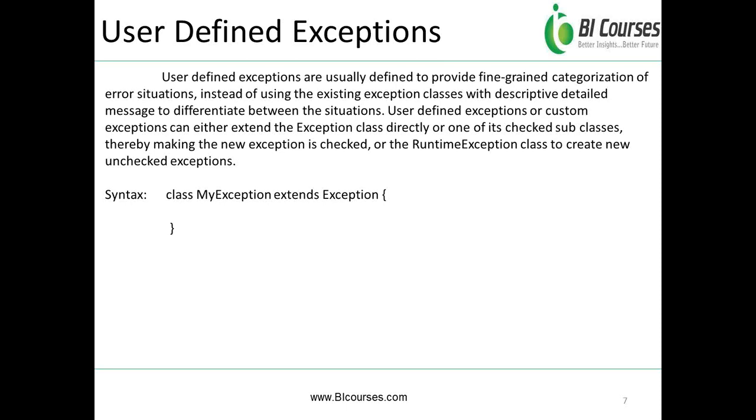These user defined or custom exceptions can either extend the Exception class directly or one of its checked subclasses, thereby making the new exception checked. These exceptions are known as checked exceptions. Or they can extend the RuntimeException class to create a new unchecked exception. The syntax of user defined exceptions is: class MyException extends Exception. I'll give you an example on custom exceptions as well. We'll go through how to handle this exception, and see each of these user defined exceptions as well as how to handle them, in a sample class.